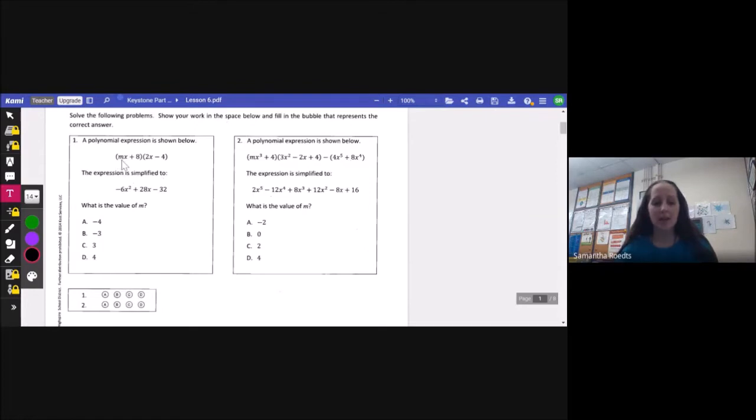So I know that this mx, when I multiply it by 2x, has to give me negative 6x squared. Okay, so what times 2 is going to give me negative 6? Well, negative 3 will give me that. So negative 3 has to be my value for m, so B, letter B.